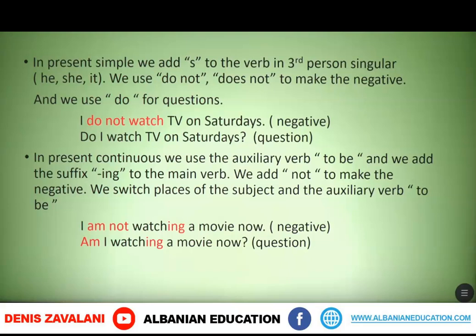In present continuous, we use the auxiliary verb to be, and we add the suffix ing to the main verb. And we add not to make the negative sentences. We switch places to the subject and the auxiliary verb to be when we are talking about question form. For example, I am watching a movie now. This is a negative sentence. And am I watching a movie now? This is a question form.